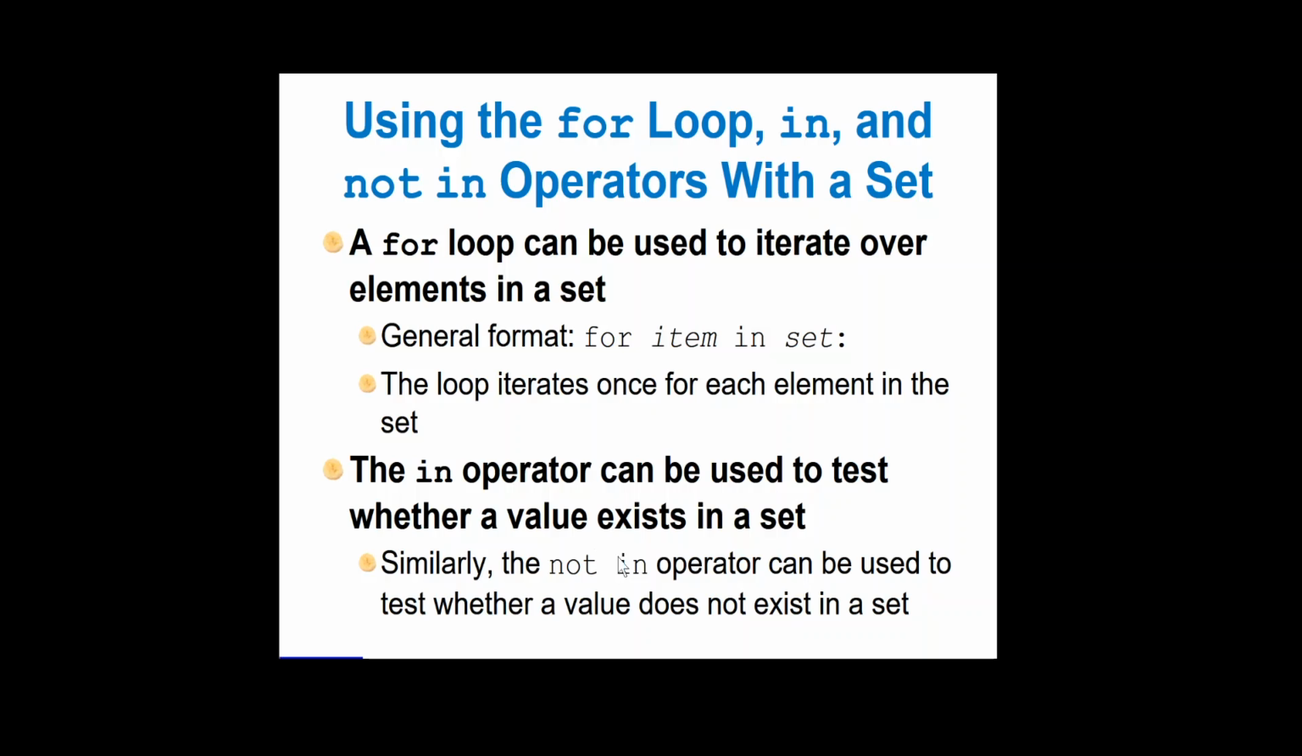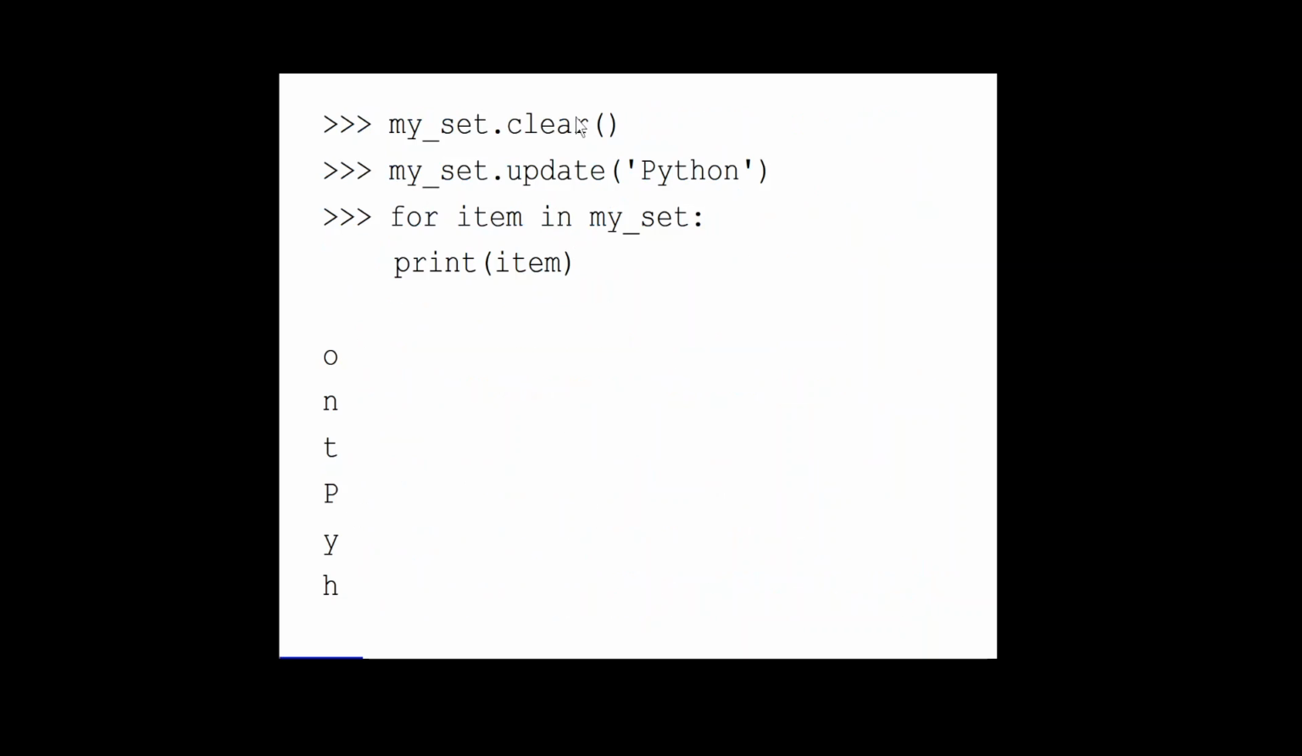In and not in can be also applied to check if an element is available in the set or not available. So it's up to you. It's a Boolean function that returns true or false based on availability or unavailability of the element. Okay, so we explained about this. Clear, it will just clear all the elements. Maybe you can update it, add new elements to the set, then you can iterate over these elements. Okay.